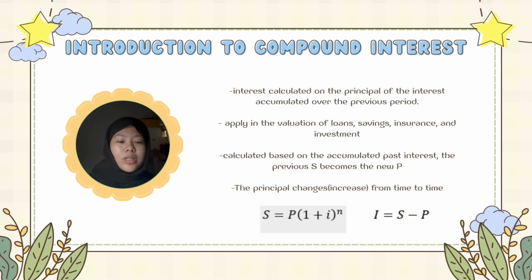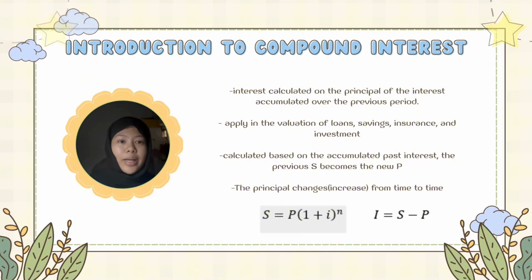So compound interest is calculated on the principal and the interest accumulated over the previous period. Compound interest also applies in the valuation of loans, savings, insurance and investment. It is calculated based on the accumulated past interest. The new previous S becomes the new P. So the formula we're going to use in the compound interest chapter is S equals P multiplied by 1 plus I to the power of N, and also I equals S minus P.